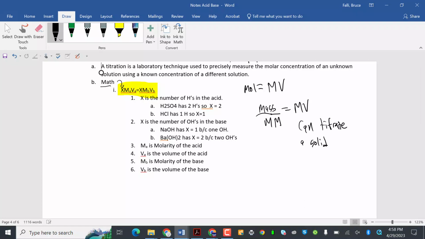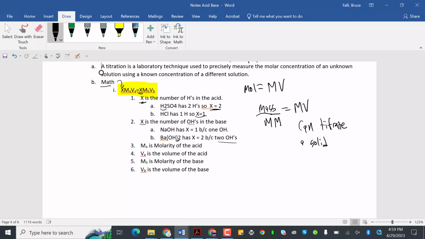So what are these X's? X is the number of H's in the acid. If I'm looking at H2SO4, there are two H's, so X is 2. If I'm looking at HCl, there's one H, so X is 1. X is the number of OH's in the base. NaOH has X equal 1 because there's one OH, but Ba(OH)2 would have 2 because there are two OH's.